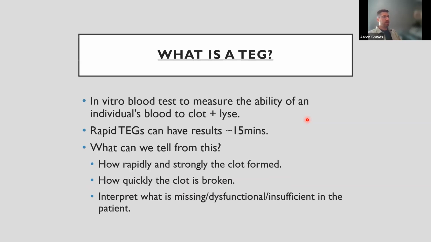So what is a TEG? As I mentioned briefly at the beginning of the presentation, a TEG is an in vitro test to measure the ability of an individual's blood to clot and lyse. Rapid TEGs now can result in approximately 15 minutes. What we're able to tell from this is how rapidly and strongly the clot is formed, how quickly it's broken, and from that, interpret what might be missing, dysfunctional, or insufficient in the patient, and then replenish that.